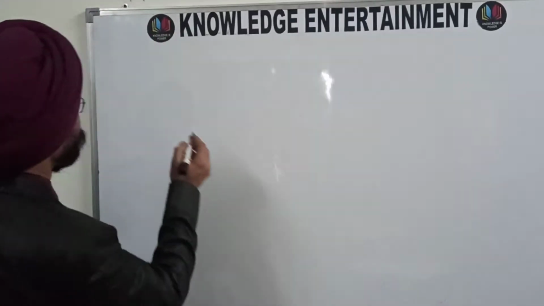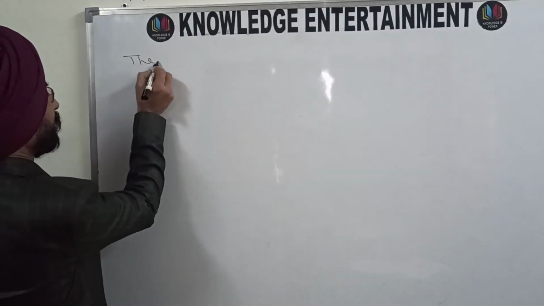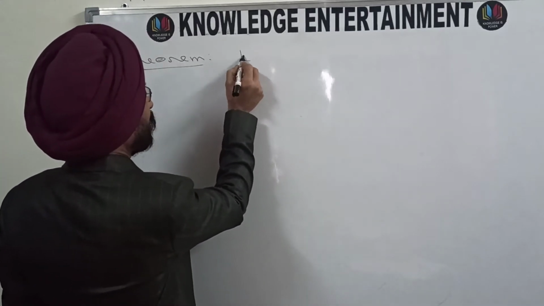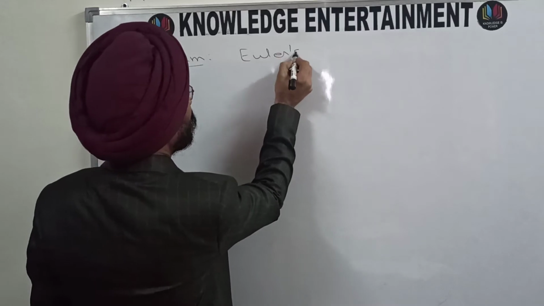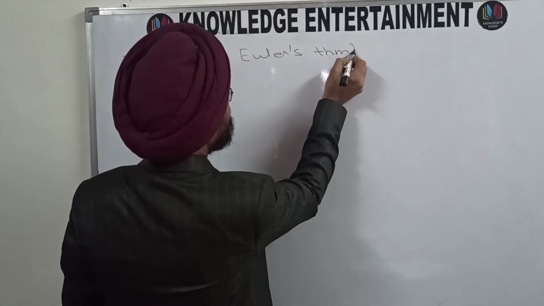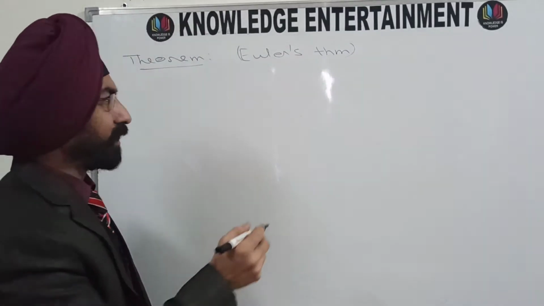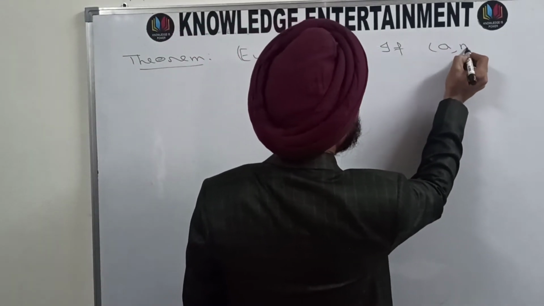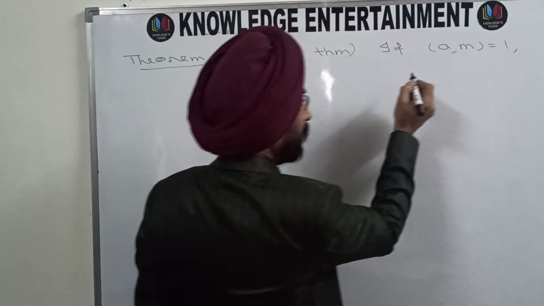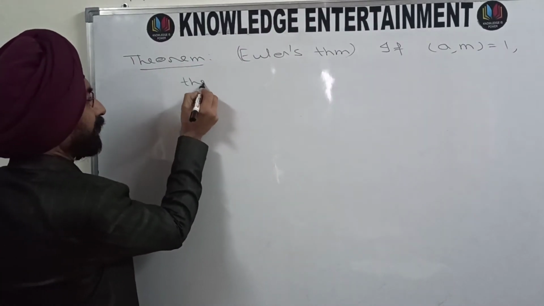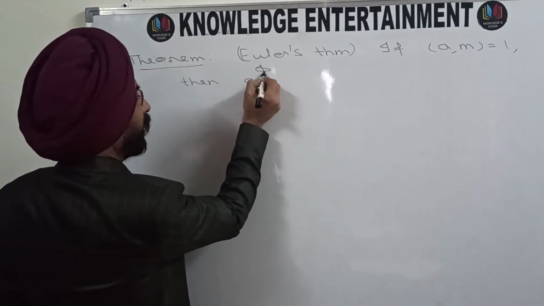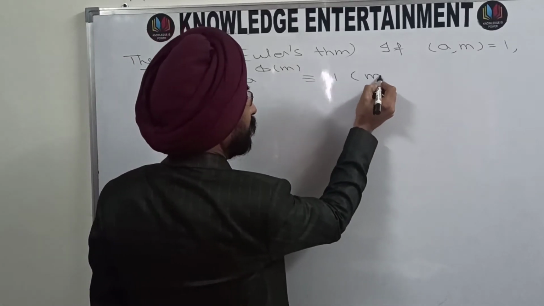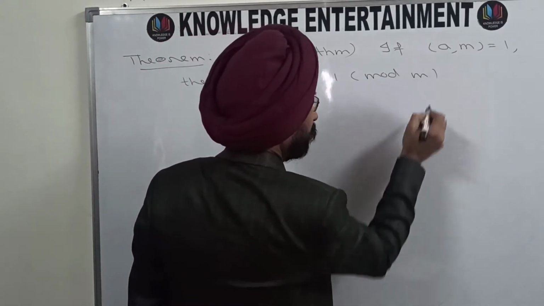The next theorem is Euler's theorem. The statement of Euler's theorem is, if GCD of a and m is 1, then a raised to the power phi(m) is congruent to 1 modulo m.